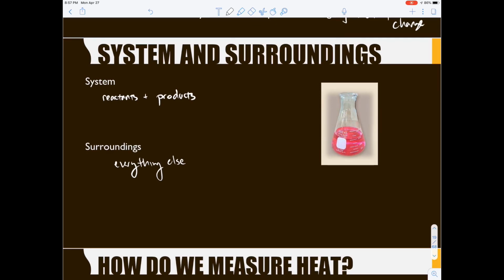Okay? So, for example, if a reaction happens in water, like this pink thing that's happening, what do you think the water is? The system or the surroundings? Let's say that it's an acid and a base reacting and neutralizing each other. Is the water part of the system or is the water part of the surroundings? It's part of the surroundings.